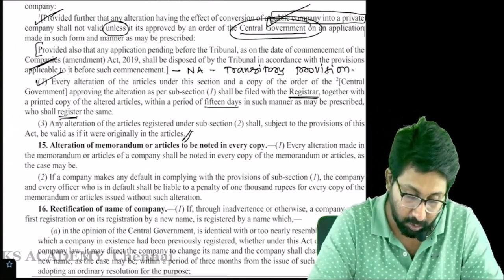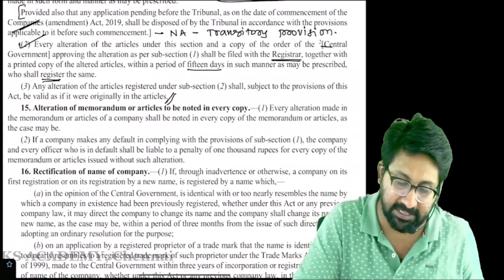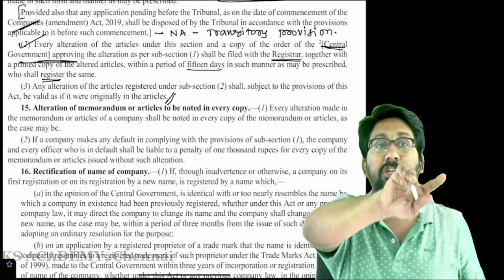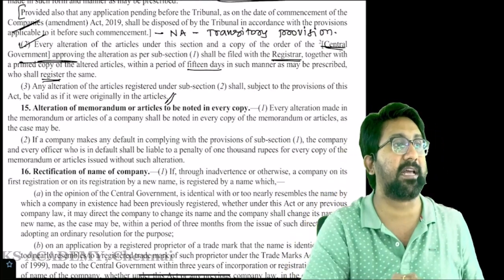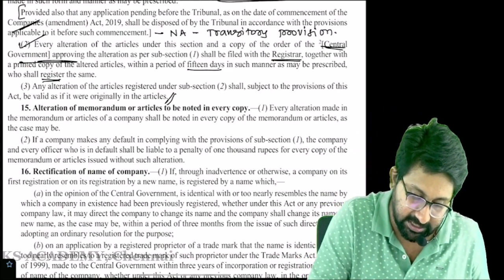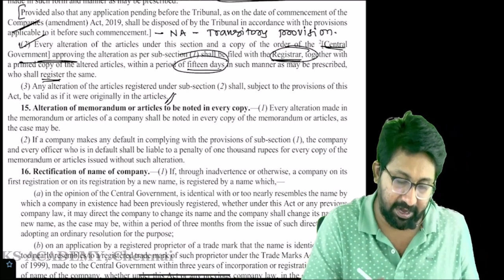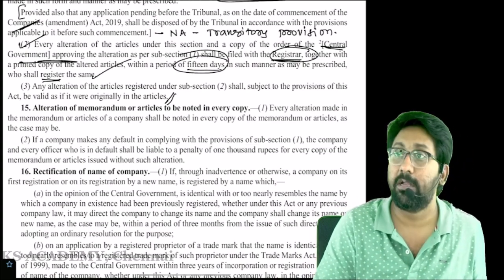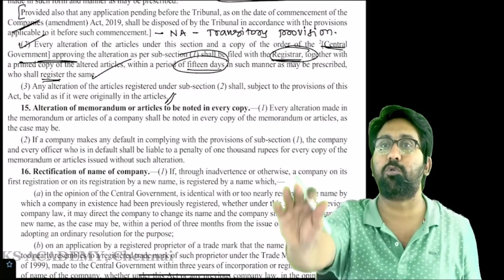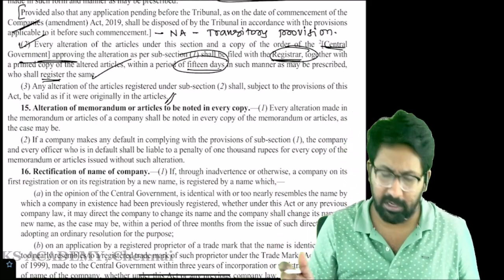Therefore, subsection 2: every alteration of articles under the section, a copy of the central government approval. When is the copy of central government approval required? Public conversion into private. CG has to give its approval. That approval copy and the altered articles shall be filed with the registrar within a period of how many days? 15 days. You will file. Tell me, altered AOA, original AOA, which is superior? Both have the same impact. That's subsection 3.